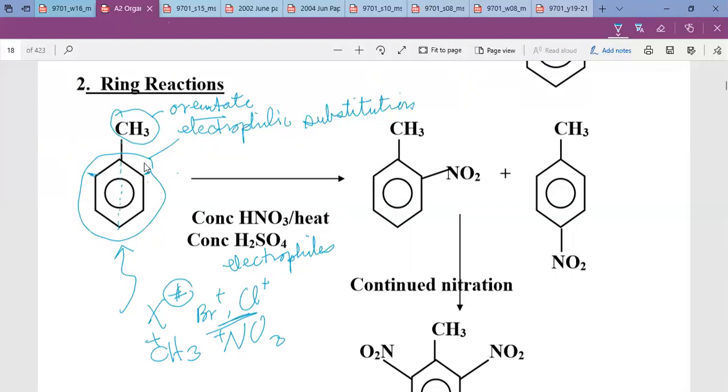Now this is called the ortho position, O-R-T-H-O. These 2 here are called the meta position. And I told you before, this one position is called the para position.